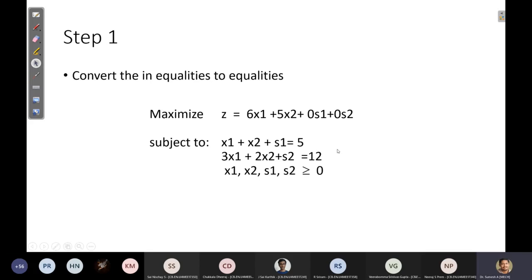The next step is to find the idle capacity. How will I find the idle capacity? By keeping my actual decision variables in the problem as 0. What are my actual decision variables? X1 and X2. If I put X1 and X2 to 0, from the first equation I get S1 equals 5. From the next equation I get S2 equals 12.